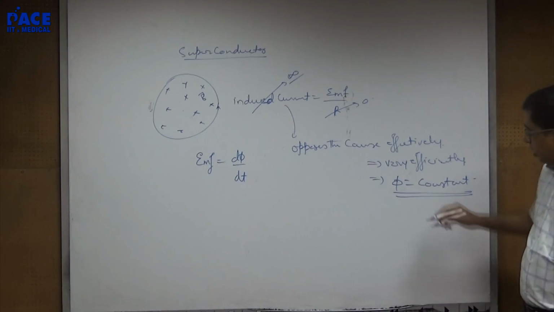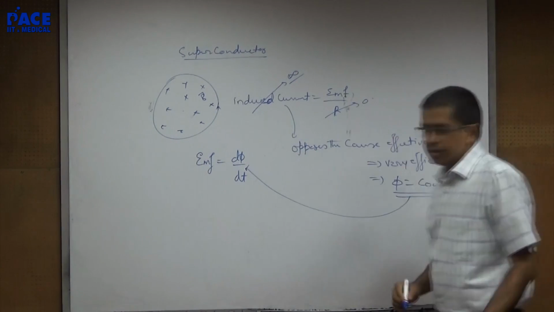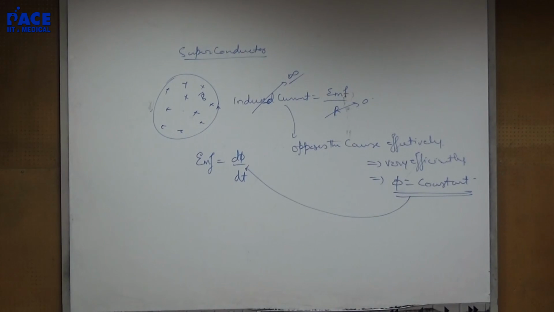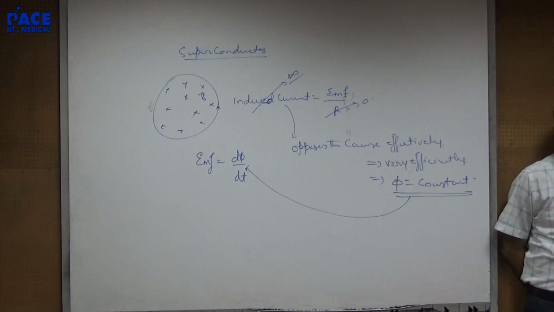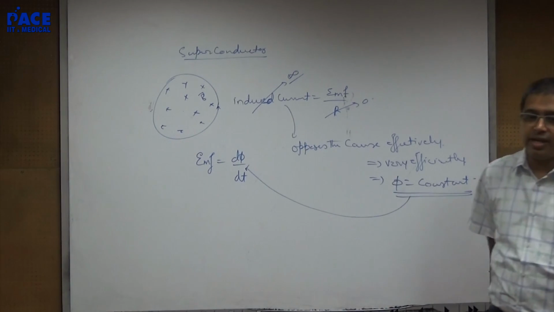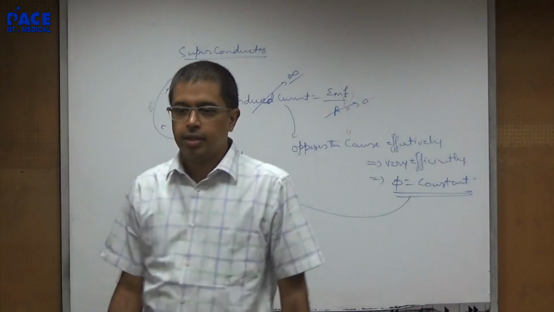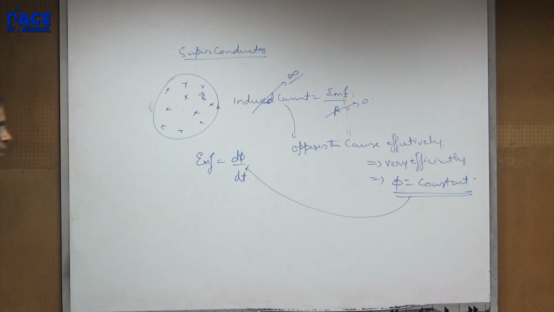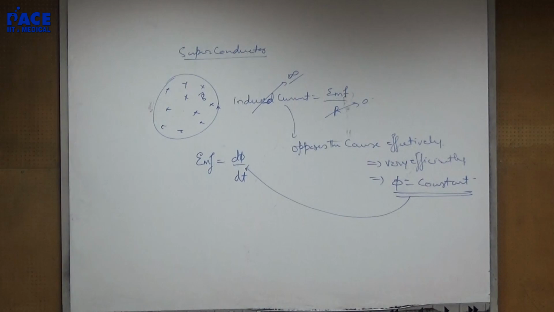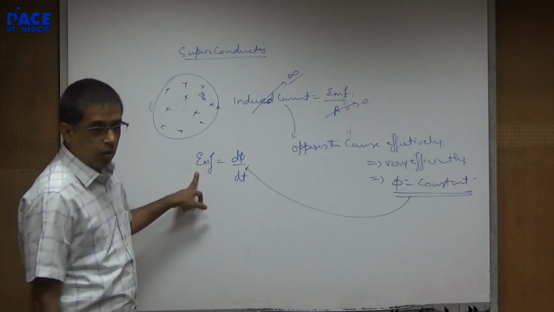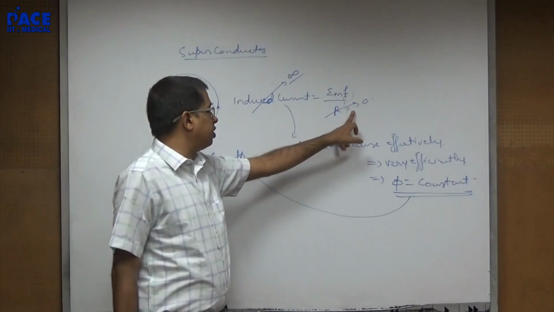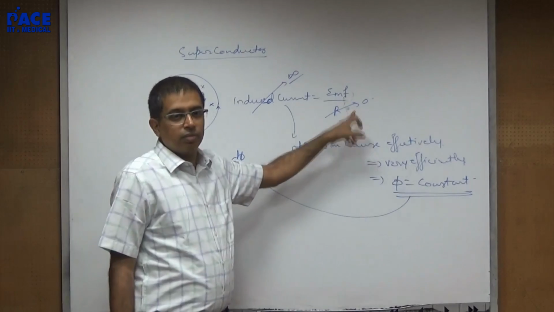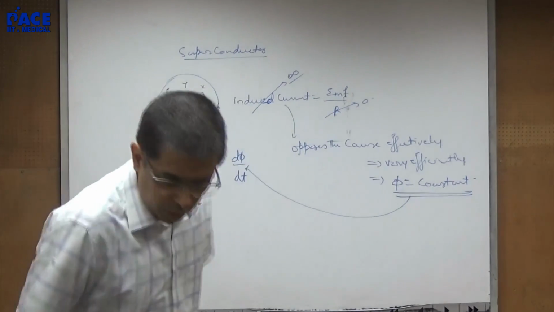And because flux will remain a constant, the induced EMF will become zero. And hence 0 by 0 is an indeterministic quantity. So this is the problem you will face with a superconducting ring. It opposes the cause very effectively. Hence flux will remain constant. If flux remains constant, EMF will become 0. 0 by 0 is indeterministic, which cannot be determined, should not be defined.